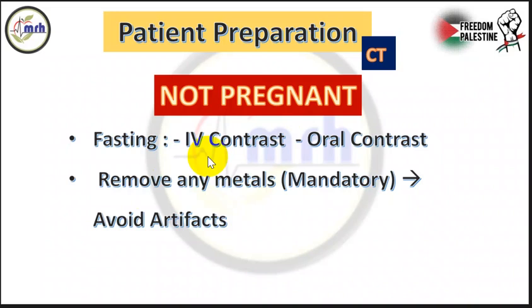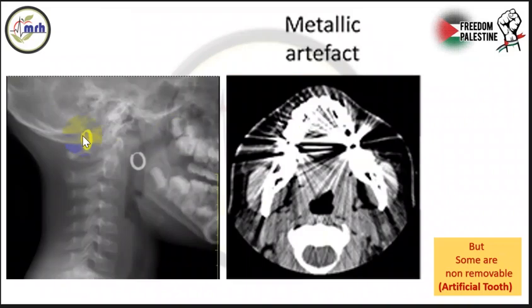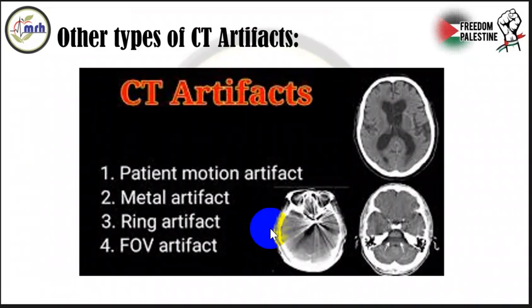For example, as we said before, if the patient takes intravenous contrast, the patient must be fasting. With oral contrast also, the patient must be fasting, and removing any metallic object is mandatory. As you see, these are rings, and this is the artifact, the disturbance of the image caused by this ring, especially in CT. So we must remove any metallic objects on the patient or in the clothes before doing the CT examination. All right, many types of artifacts occur in CT, but the most important for us is the artifact of the foreign or metallic object that we can remove.